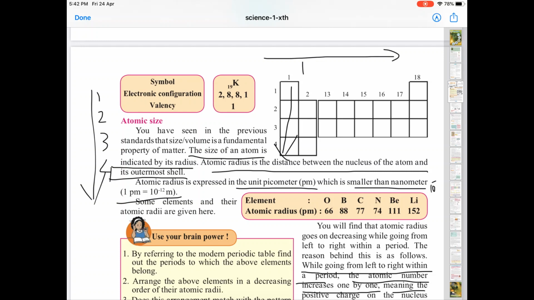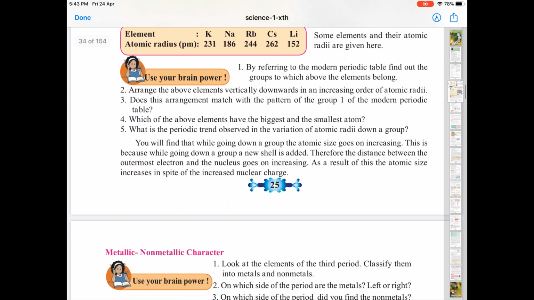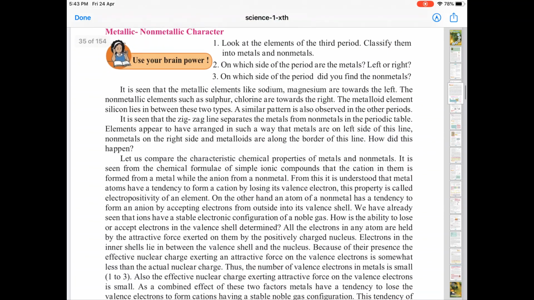To sum it up, as we go from left to right, the atomic number increases, the electrons are added to the same shell, the negative charge increases, so the positive charge in the nucleus increases, the nuclear pull increases, and the atomic size decreases. As we go down the group, the number of shells increases, the electrons are added to different shells. When the number of shells increases, the atomic size also increases. Now, understanding the atomic size is very important, because this size will decide the metallic as well as non-metallic character.